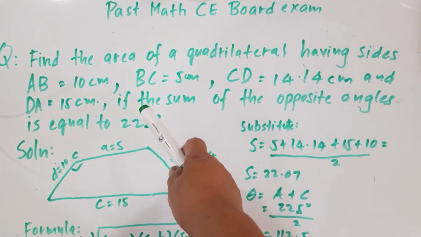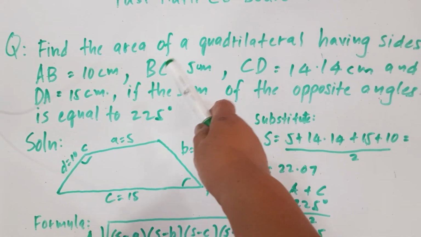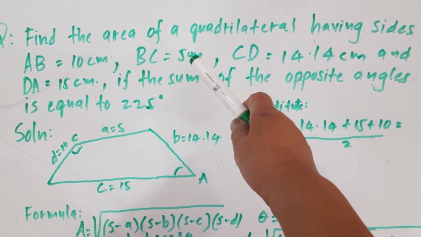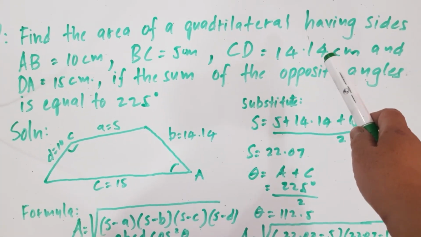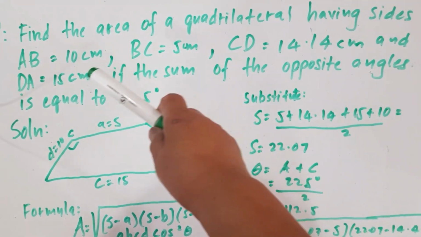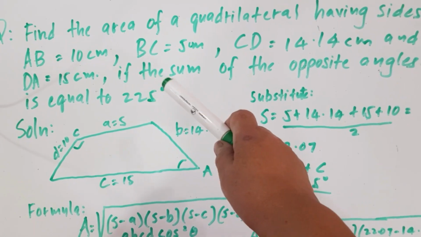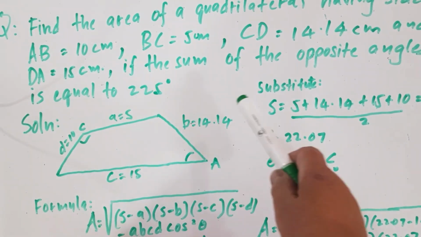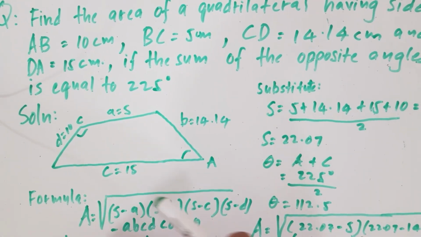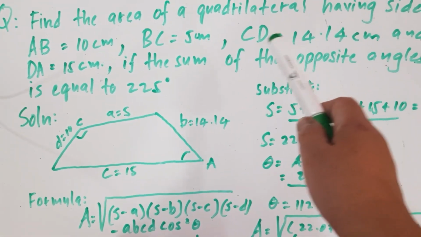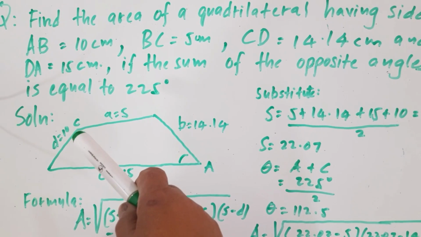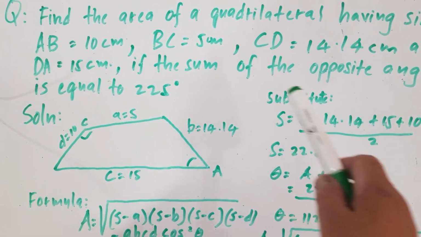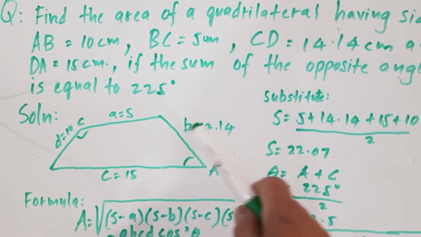Another question which is similar to the first one. Find the area of a quadrilateral having sides AB equal to 10, BC equal to 5, CD equal to 14.14 centimeters, and DA equal to 15 centimeters, if the sum of the opposite angles is equal to 225. Now, as I said earlier, I already wrote the solution to the problem, so I will only explain it to you.